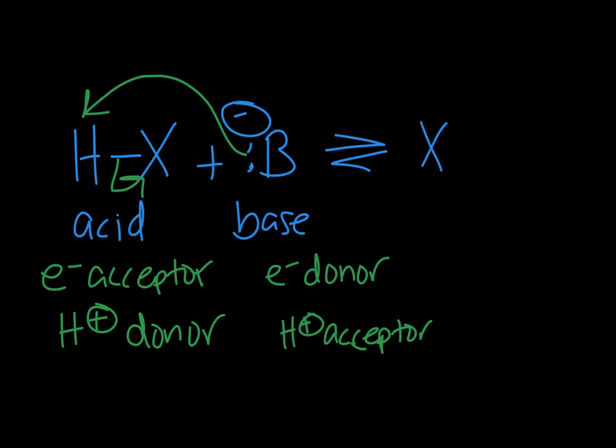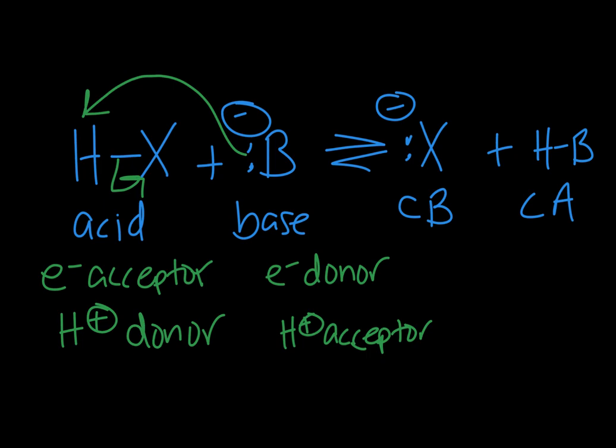So again, that would give me my conjugate base, right? There's my conjugate base, that's X minus. It accepted electrons and donated a proton. And then my base is now protonated. It's neutral. So that would be my conjugate acid. It donated electrons and accepted a proton.